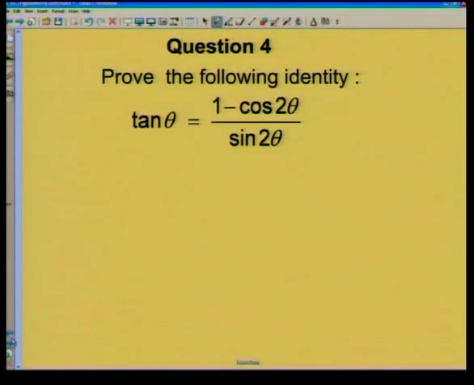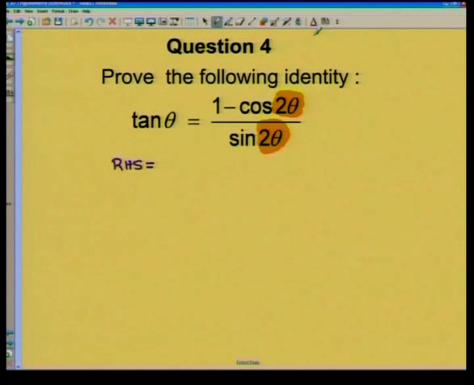Right, now in question 4, it says, prove the following identity. The tan of theta equals 1 minus cos 2 theta over sine 2 theta. Now remember, I said to you, we look for the side with the most complicated angles. 2 theta is more complicated than theta. So we are going to start on the right-hand side.